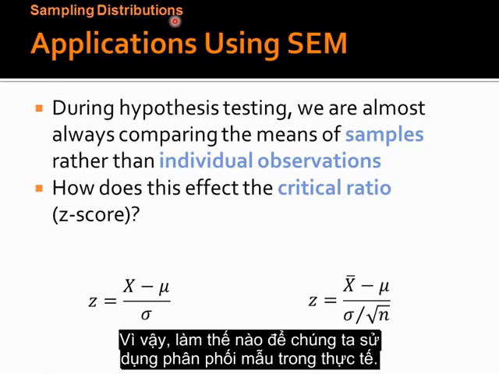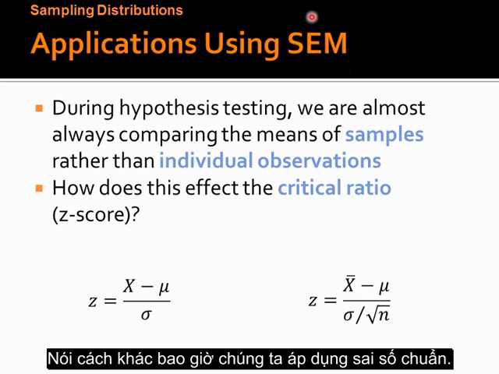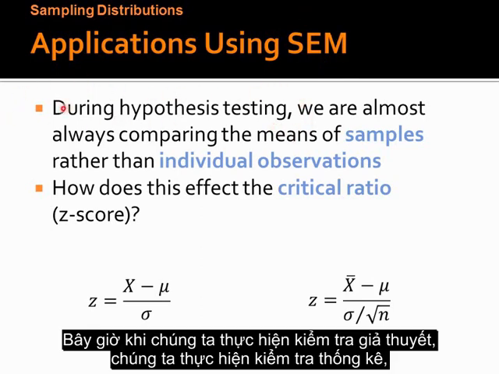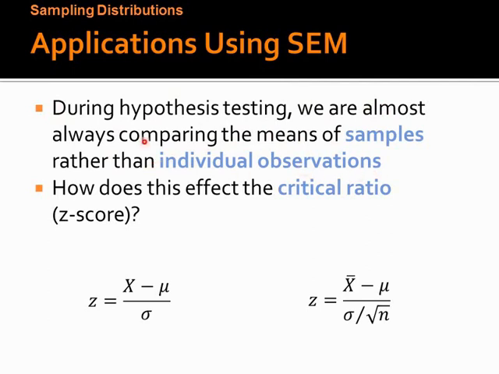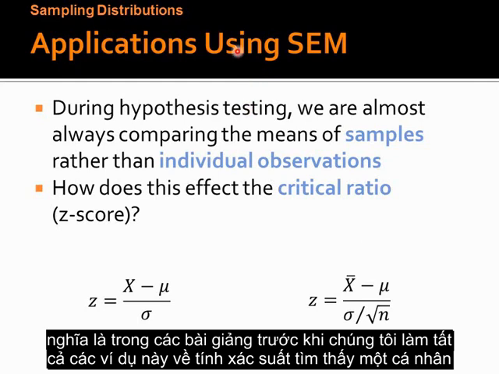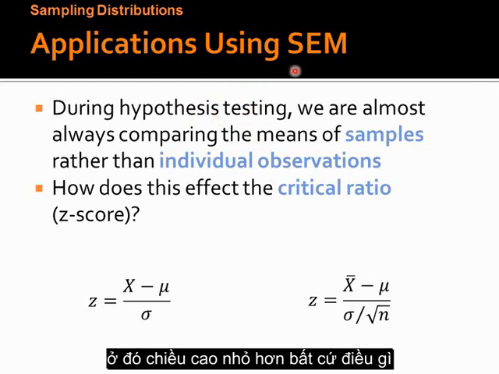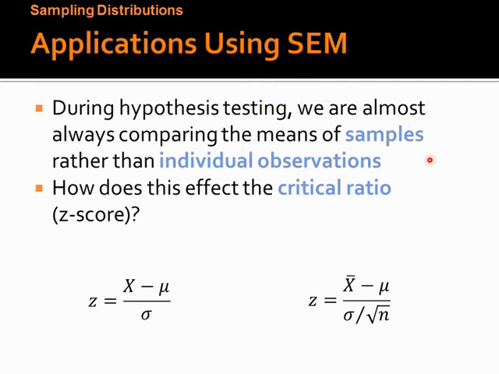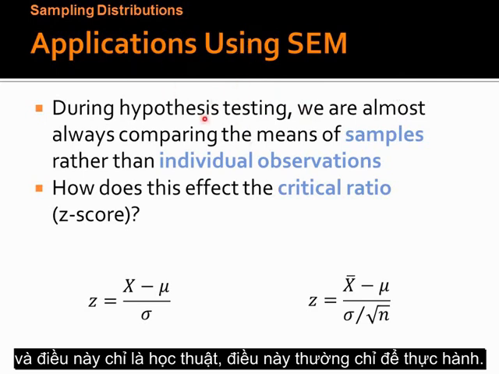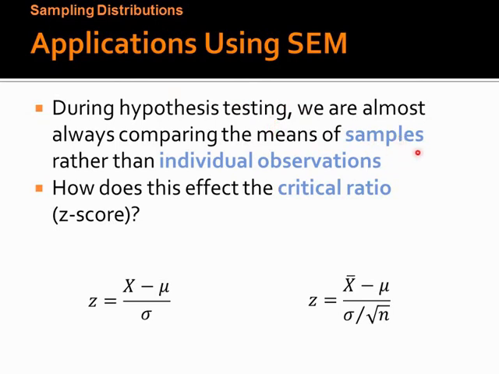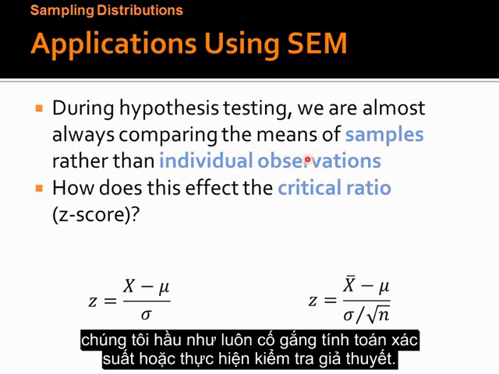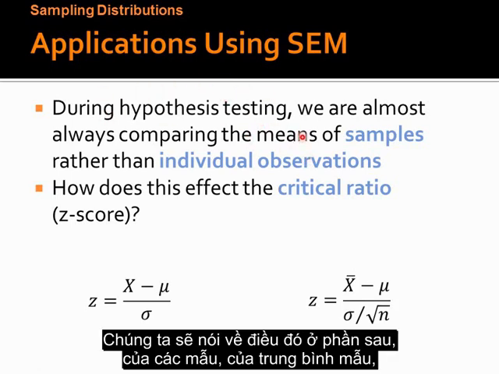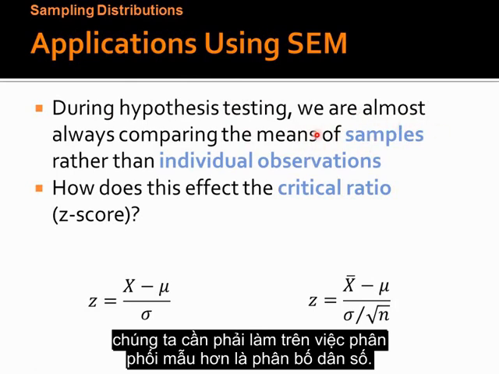So how do we use the sampling distribution in practice? Or in other words, how do we apply this standard error? Now, when we do our hypothesis testing, when we do our statistical tests, almost always we are comparing means of samples. We are comparing sample means rather than individual observations. Meaning, in the previous lectures, when we did all these examples about calculating the probability of finding an individual whose height is less than whatever, or whose blood pressure is more than, or whose weight is in between this and this, this is just academic. This is usually just for practice. It's just practicing your theory, right? When we do actual research, we almost never calculate probabilities for individual observations. We are almost always trying to calculate probabilities or doing hypothesis testing, we'll talk about that later, of samples, right? Of sample means, which means we need to work on the sampling distribution rather than the population distribution.